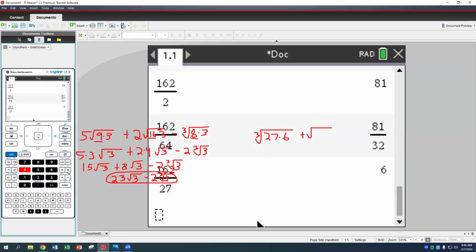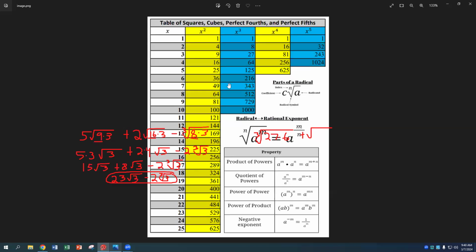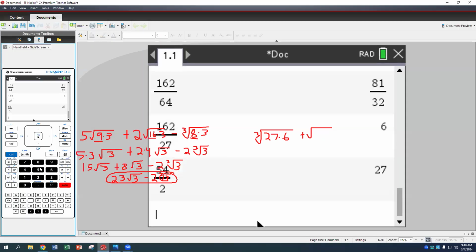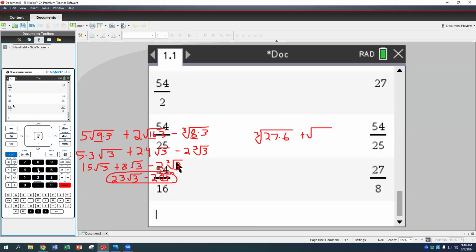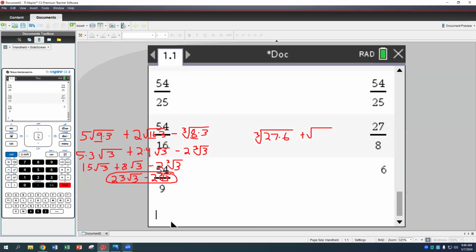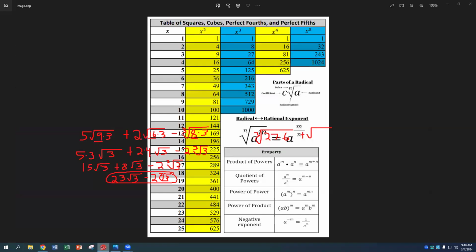Okay, 54 divided by 2 is 27. I'm going to go to my perfect squares chart. 27 is right here, so it's less. So 25, 16, 9, and 4. So 54 divided by 25 is not going to work. 54 divided by 16 is not going to work. Fraction. 54 divided by 9 works. It's a 6, so 9 times 6.